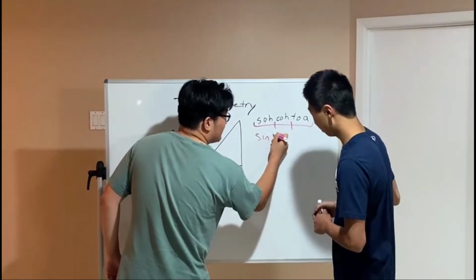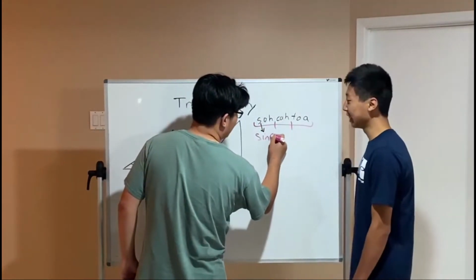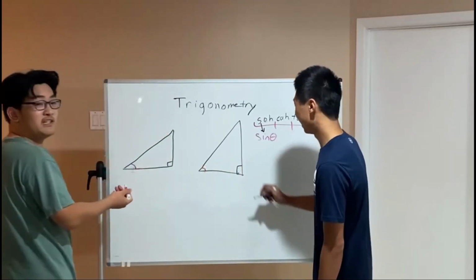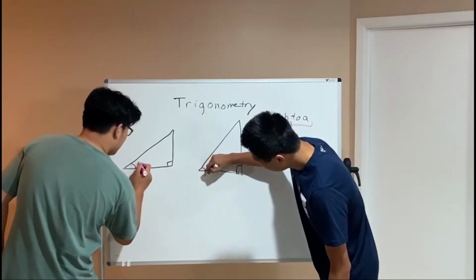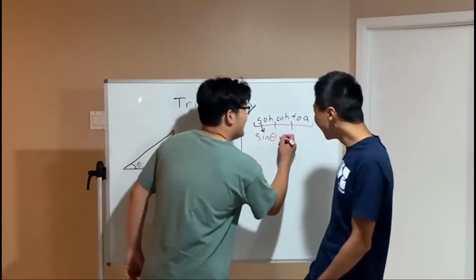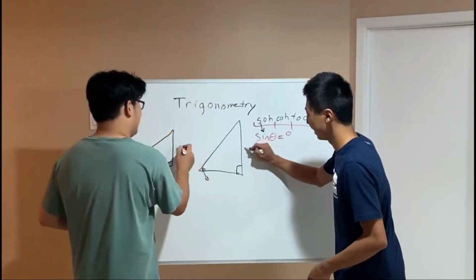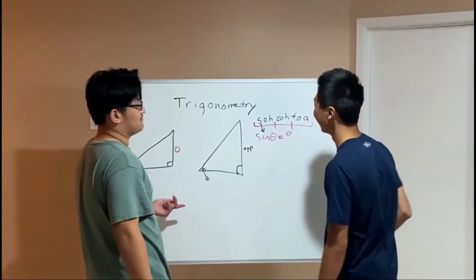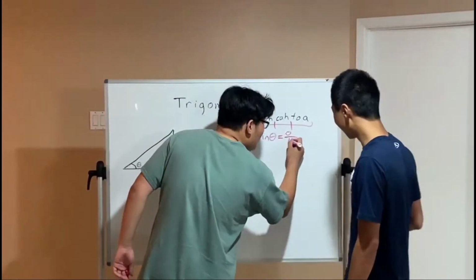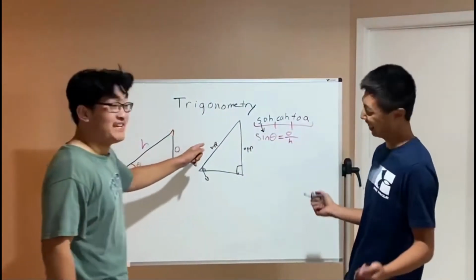So, this means sine, which is abbreviated sin, theta, which is what we denote the angles, is equal to the opposite side of the angle over the hypotenuse.